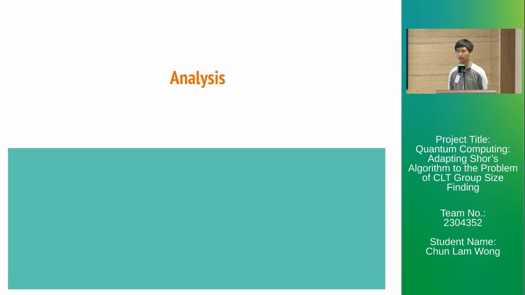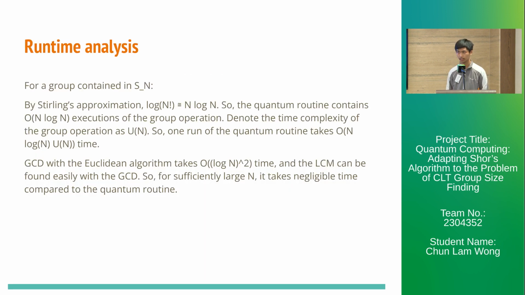Now we will carry out an analysis of our newly proposed algorithm. For a group contained in S_n, where S_n is the symmetric group on n elements, there would be on the order of n log n executions of the group operation. And if we denote the time complexity of one group operation as u(n), then one run of the quantum routine would take on the order of n log n u(n) time. The greatest common divisor can be found very easily, and the least common multiple can also be found easily this way. So for sufficiently large n, the time needed for the LCM is very small.